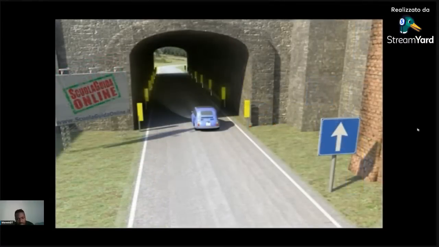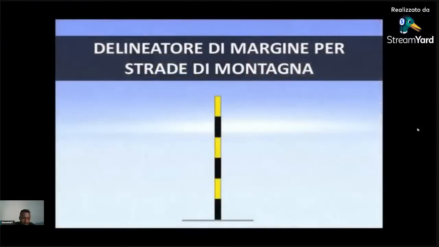Very simple. And of course, in a tunnel, you put on your dim light to be more visible and to see well.